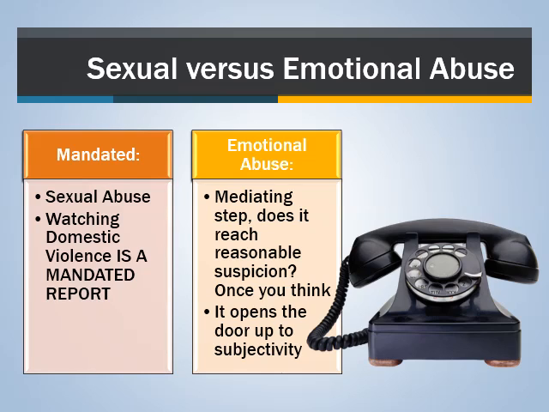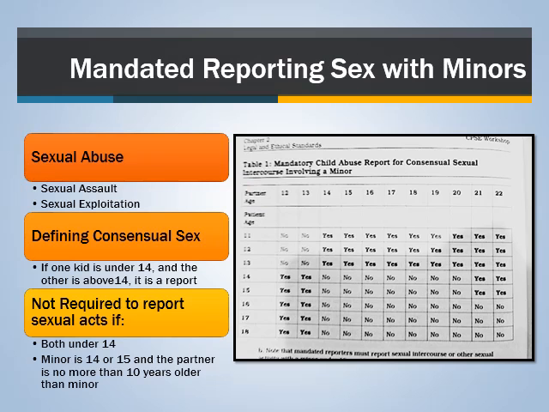So, sexual versus emotional abuse. Sexual abuse is always mandated. Okay, so watching domestic violence is in fact a mandated report. Okay, so to be clear, it is mandated. Emotional abuse, however, is when, I guess if you think it's abuse, then I think you are mandated to report it, but it's subjective here. So there's not an objective rule. You decide if it's a reasonable suspicion.